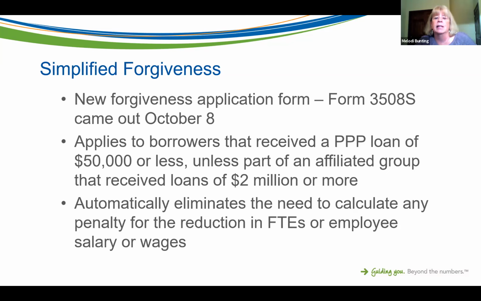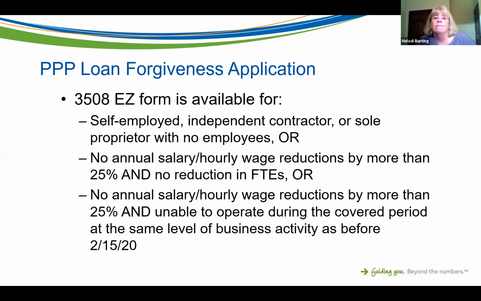And for the most part, we're seeing these successfully being filed at this point without any ongoing issues. So probably you can proceed with filing for that. The middle form is the EZ. And for religious organizations, the first one obviously doesn't apply. But you have to have no situations where you've reduced wages or hourly rates by 25% or more, and that you've had no reduction in FTEs.